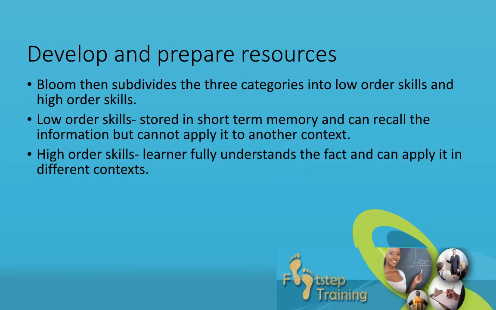But higher order skills is where somebody fully understands the facts and can apply it in different contexts. So, you might not only just be able to identify teams, but you might understand who they are, where they are. You might understand what division they're in, whether they're doing well or not, and why. You may be able to analyse why they may or may not be doing well. You may be able to come up with ways in which you think they might be able to improve, which takes you even further into the cognitive domain. So that's what we would mean by higher order skills.